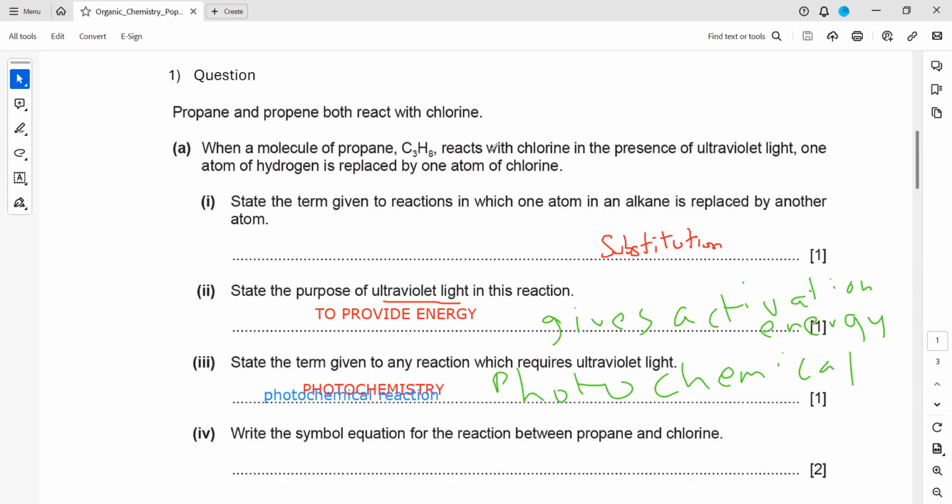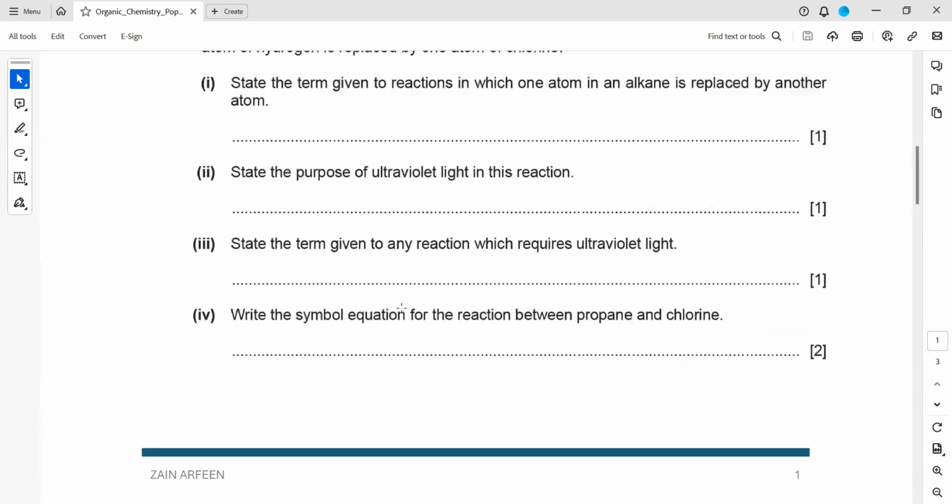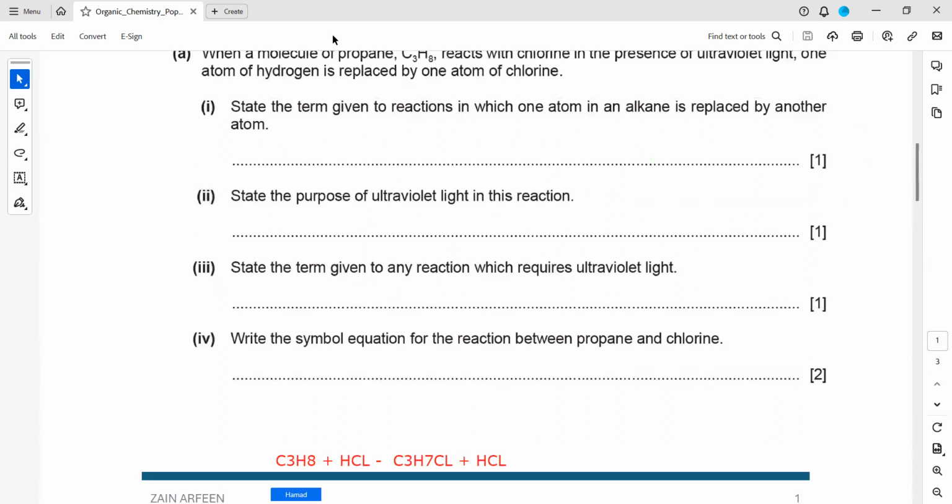Then write a symbolic equation for the reaction between propane and chlorine. Prop means 3 carbon. When propane reacts with chlorine, C3H8 plus Cl2 gives C3H7Cl plus HCl.